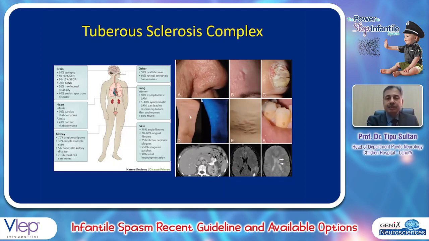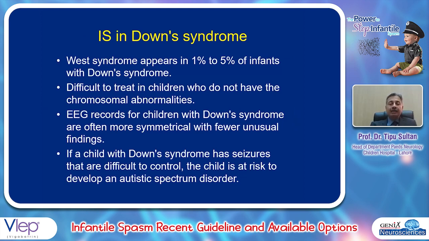Another common association is Down syndrome. West syndrome or infantile spasm may be associated with up to 5% of children with Down syndrome. And the clinical importance of this is that it's really difficult and challenging to manage infantile spasm with Down syndrome. And the EEG record is even more grave in children with Down syndrome.